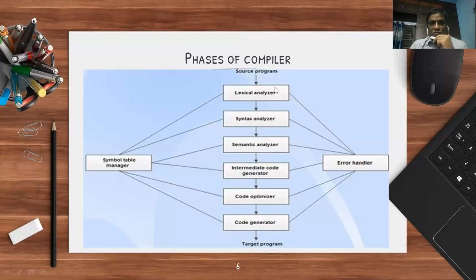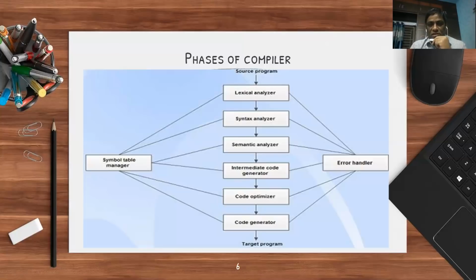So now the first phase is lexical analyzer. Please remember the name because the terminology is entirely new for you. The first phase is lexical analyzer. And then the second phase is syntax analyzer. Third phase is semantic analyzer. And fourth phase is intermediate code generator.